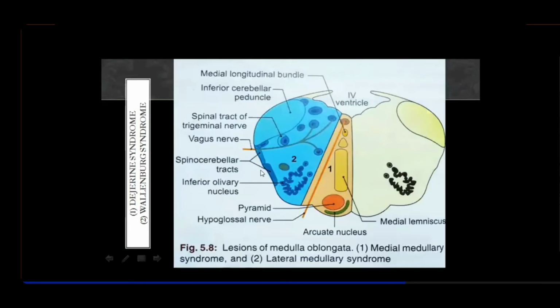The main function of balancing is through the lower limbs. I told you both these columns, the ventral and dorsal spinocerebellar tracts, are meant to maintain your posture and equilibrium in the unconscious state. Unconscious proprioceptive sensations from the lower limb are carried through the spinocerebellar tract and reach the ipsilateral cerebellum. So there will be ataxia on the ipsilateral side. That is point number 1.